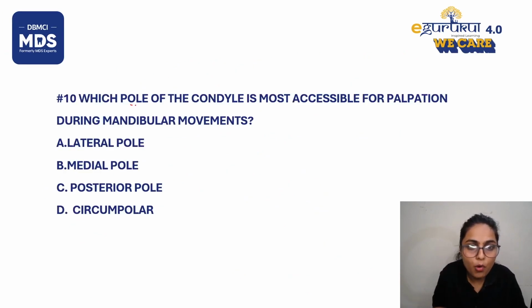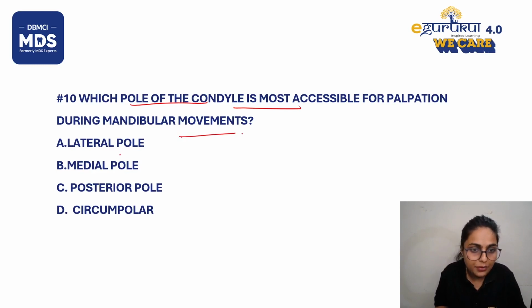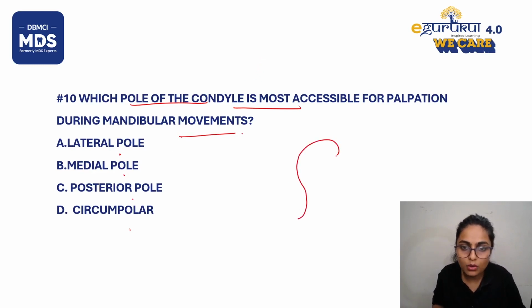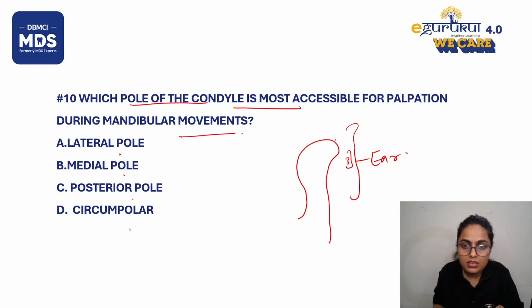Next question is, which pole of the condyle is most accessible for palpation during mandibular movements? Your options are lateral pole, medial pole, posterior pole, circumpolar pole. Now, if this is a condyle and this is your ear, when we palpate our condyle during opening and closing mouth, which pole is getting palpated here? So this is basically a lateral pole.